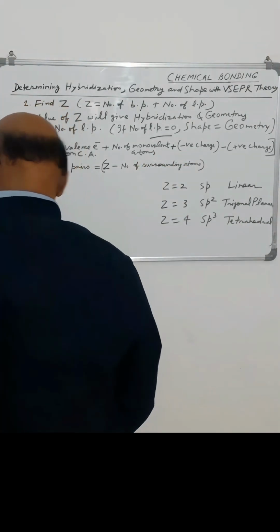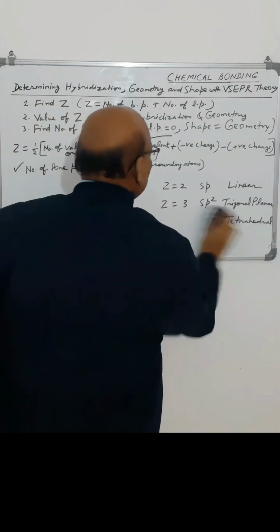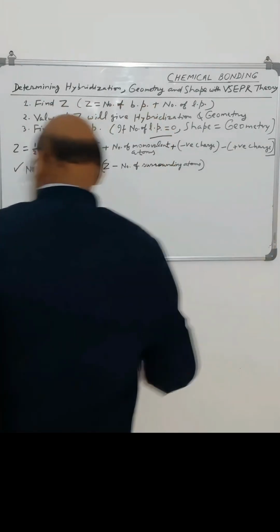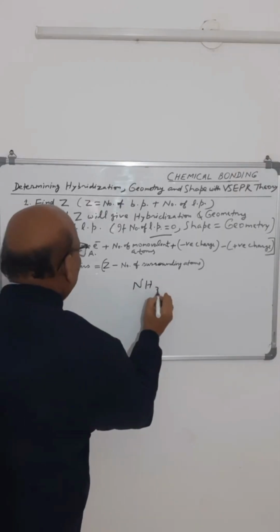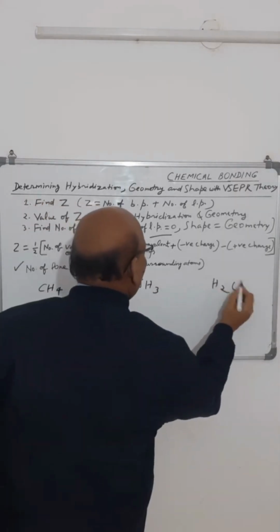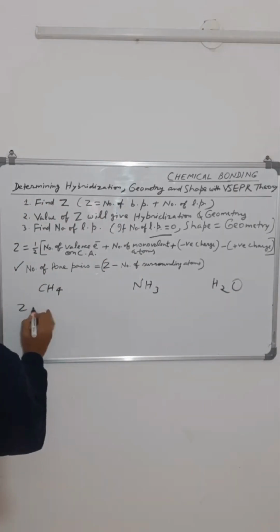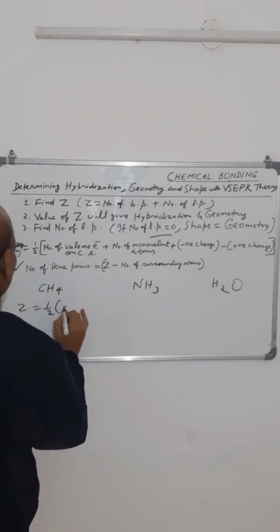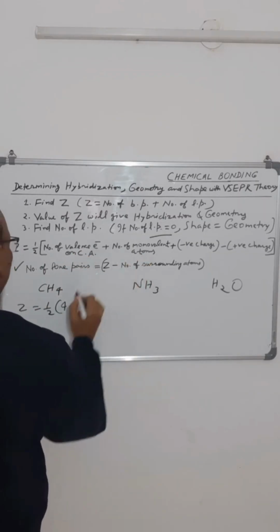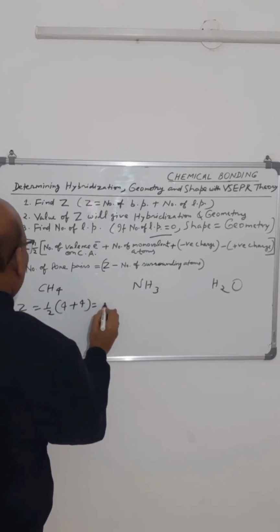So इसके लिए हम कुछ examples लेंगे, then it will be made clear to you. So let us take 3 examples. First of methane, then ammonia, and then water. Okay, so for methane, the Z will be half into number of valence electrons on carbon, that is 4, plus number of monovalent atoms, that is 4. So it will be 4.